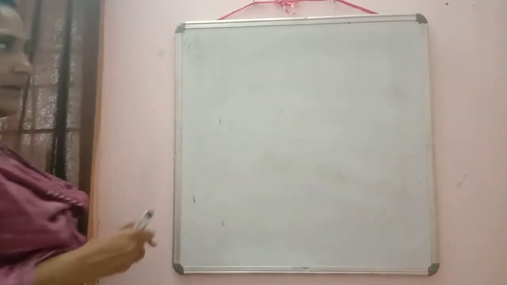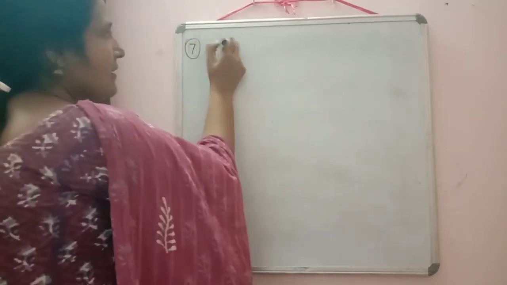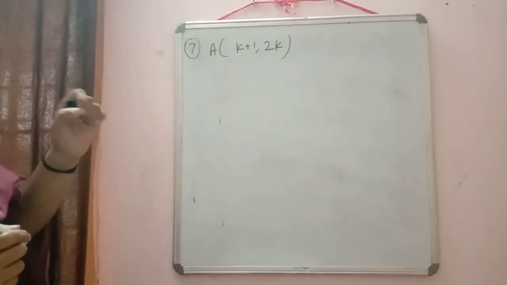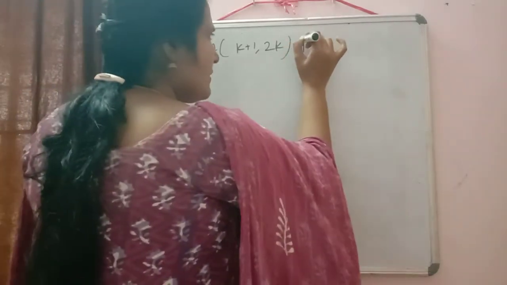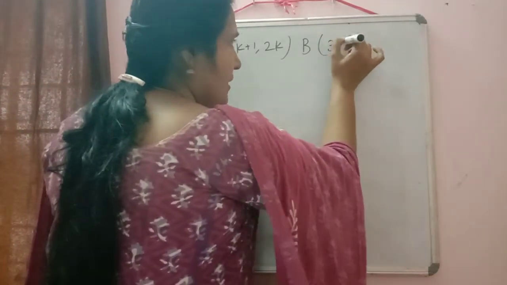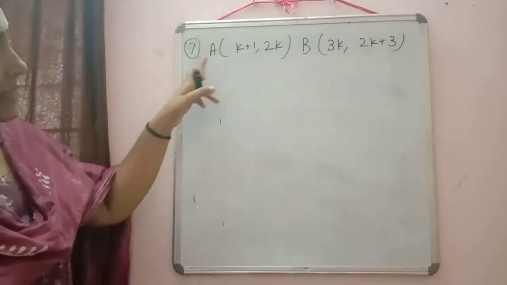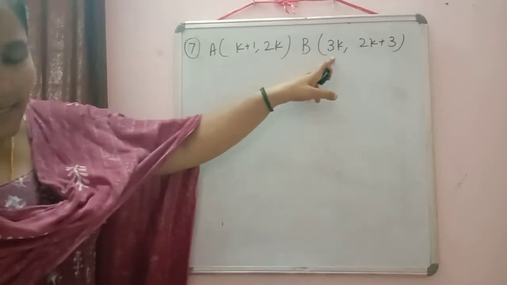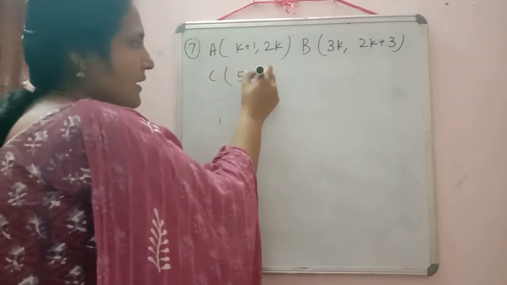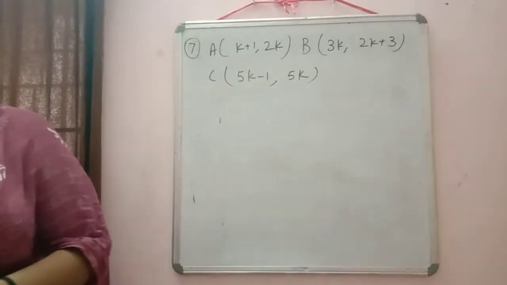Next is question number 7. Find K if the points A, K plus 1 comma 2K, B, 3K comma 2K plus 3, and C, 5K minus 1 comma 5K, are collinear. These types of questions are easy, just check the coordinates, because chances are that we will commit mistakes. The question also should be written very carefully. It was given that these 3 points are collinear.